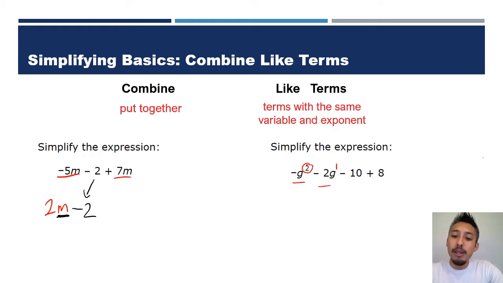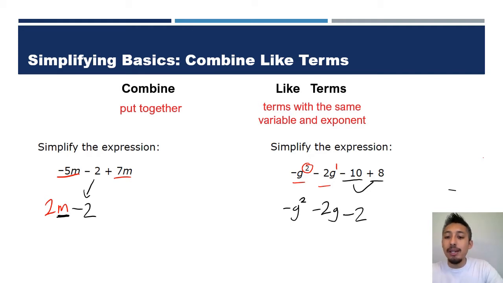For this example, the negative 10 and the 8 here at the end of the expression, we can combine those. They are just regular numbers and they don't have any variables. So because of that, they can be combined. They are like terms. Negative 10 plus 8 is equal to negative 2. Everything else that we have left over, we can't do anything with because again, they're not like terms. So we just go ahead and bring that down. So here we have negative g squared and negative 2g, and then again, we combine the negative 10 and the 8. So negative g squared minus 2g minus 2 is our final answer.